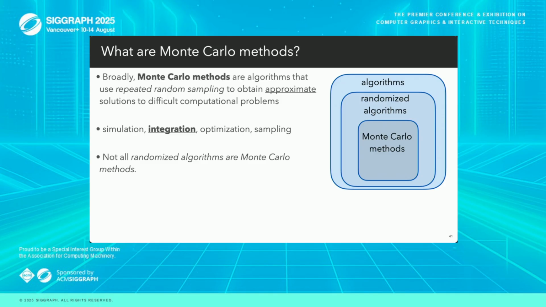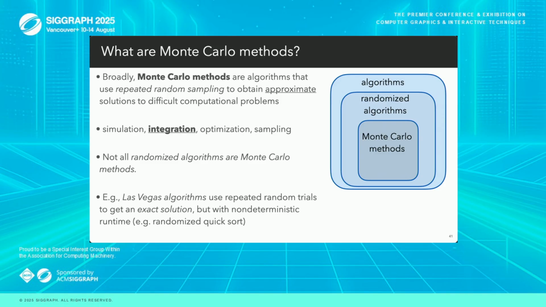For example, we have algorithms such as Las Vegas algorithms, where we use multiple random sampling experiments to try to find the exact solution of some problem. Here, we're not going to aim for an exact solution. We're going to aim for an approximate numerical solution using Monte Carlo.